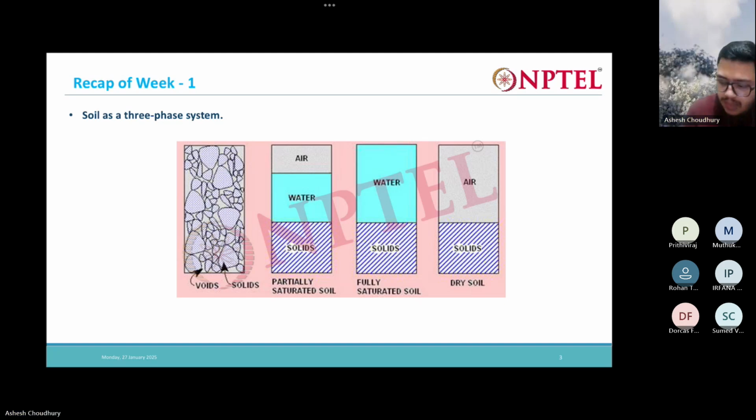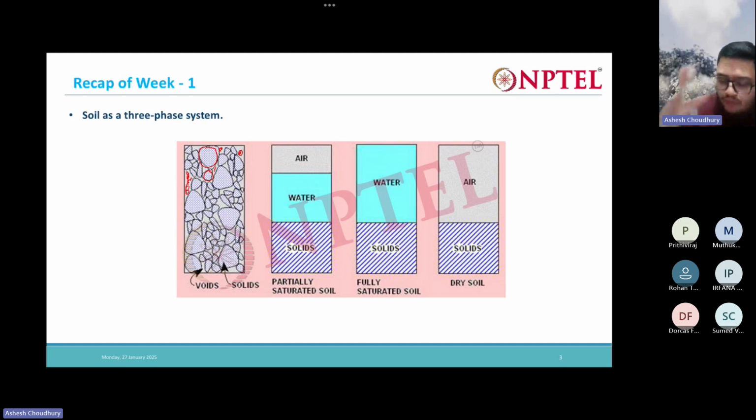Okay, so these are the soil grains, and in between we have the void spaces, right? The void spaces can be empty, which means they will have air. Either the voids can have air, or the voids can have water, or some voids can have air and some voids can have water. So this can be the case.